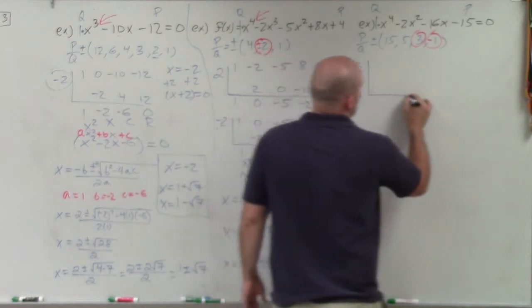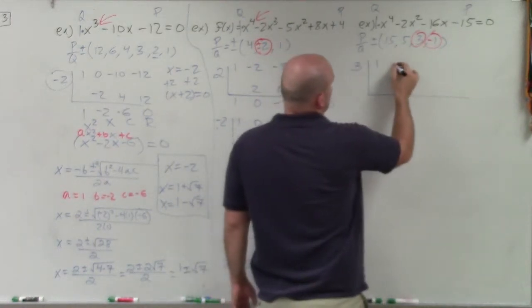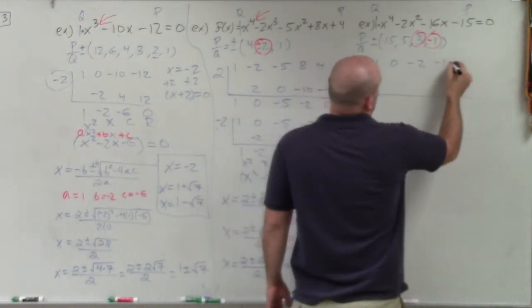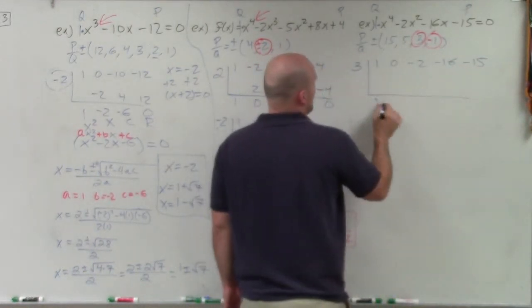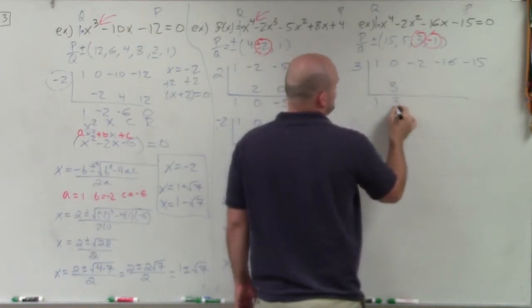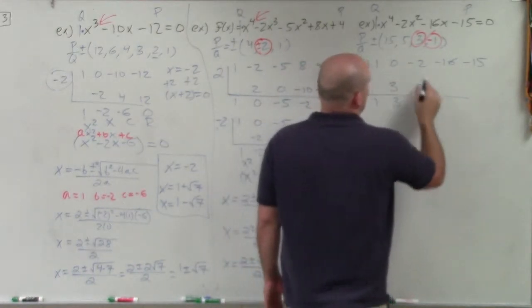It doesn't matter which one you start with. So I'm going to use 1, 0, negative 2, negative 16, negative 15. Now let's use synthetic division. Bring down the 1. 1 times 3 is 3. 0 plus 3 is 3. 3 times 3 is 9.